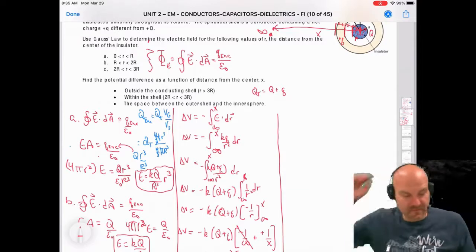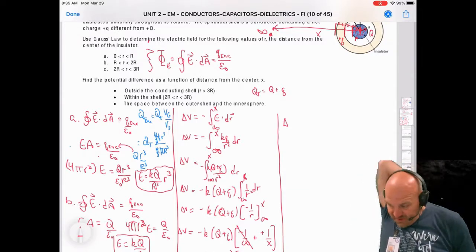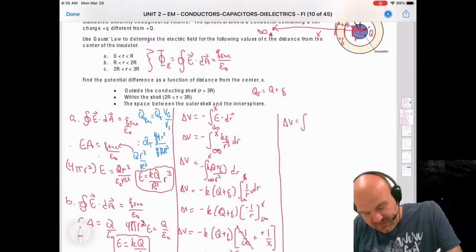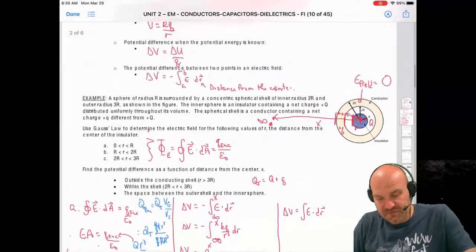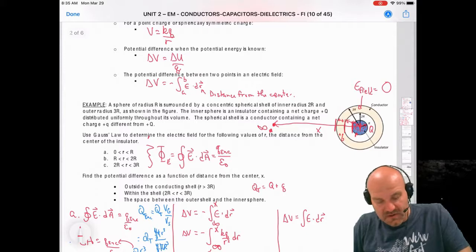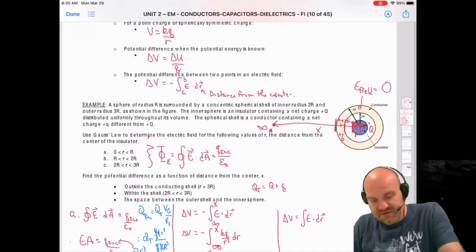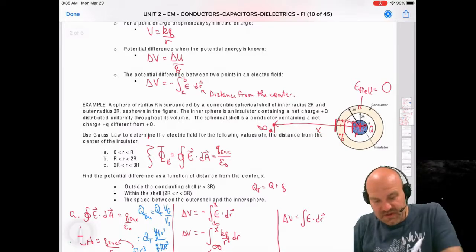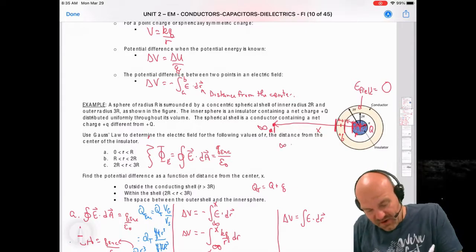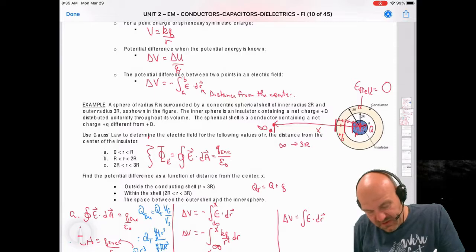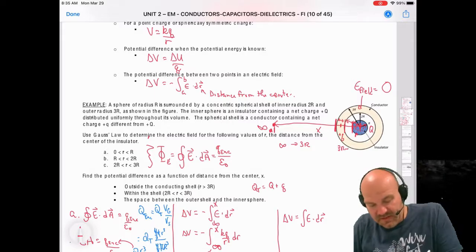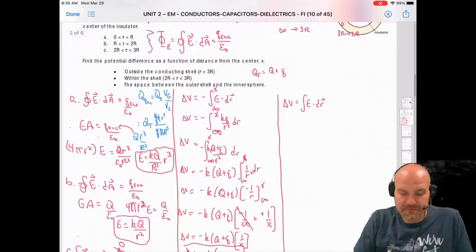All right. For the second one, where we're going to go from within the shell, again we're going to do, sorry, delta V equals the integral of E dot dr. And so we have to split this up into two. We have to go from infinity to the surface and then inside the surface. So our limits of integration will be infinity to 3r, and then inside will be 3r to 2r, okay?